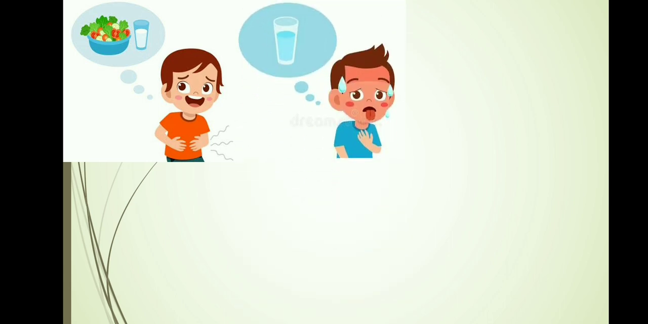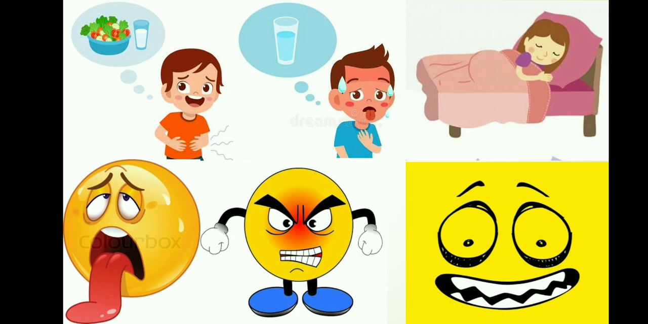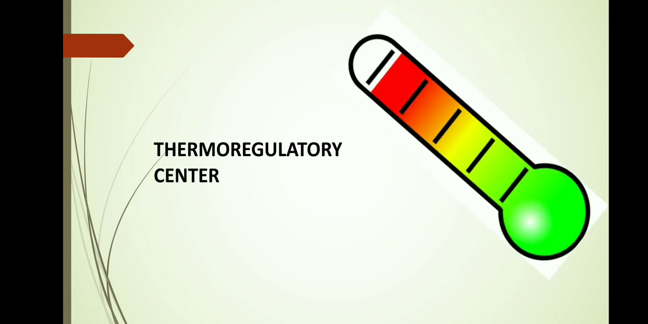Alright, the next function of your hypothalamus is that it is going to control involuntary actions like hunger, thirst, sleep, sweating, anger, and fear. The hypothalamus is also going to act as a thermoregulatory center. So what is this thermoregulatory center? The word thermo means temperature, and this hypothalamus is going to have control over our body's temperature, and that is why it is known as the thermoregulatory center.